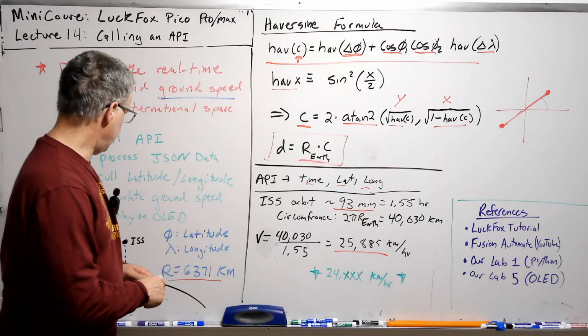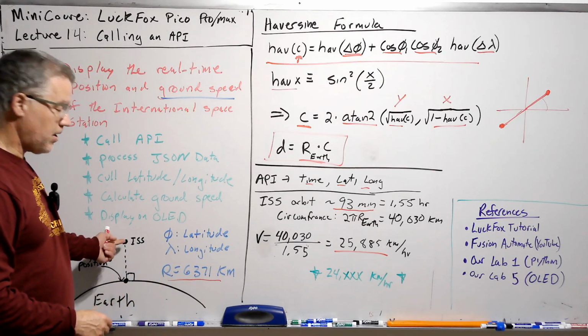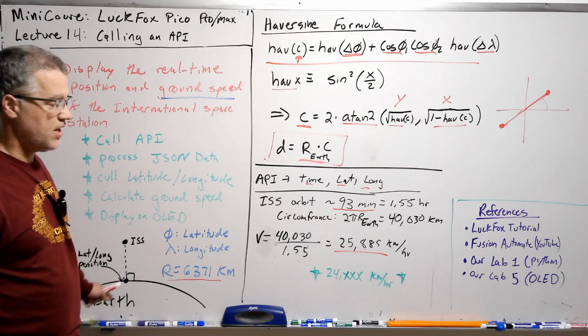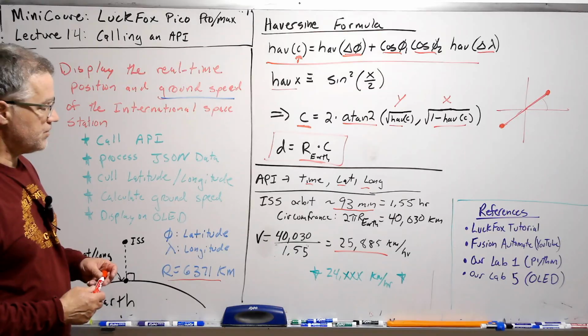Now, this is not the speed of the space station itself, because that's up off of the Earth. This is the speed of this sort of shadow cast on the Earth as it goes around. So that's called the ground speed.